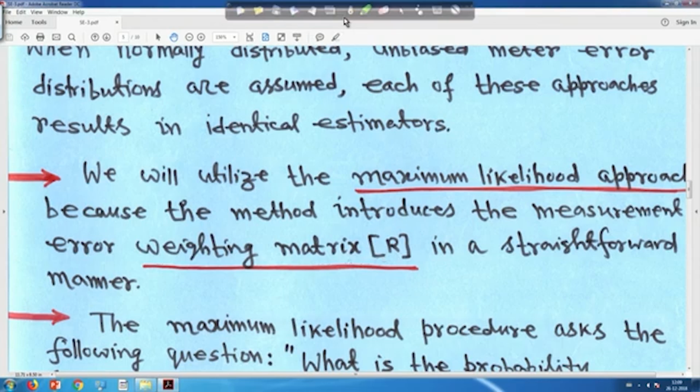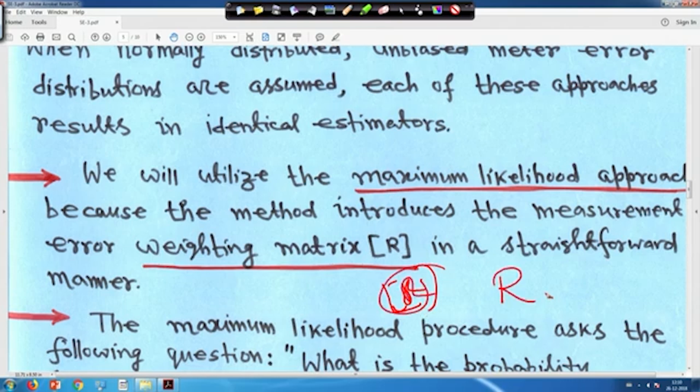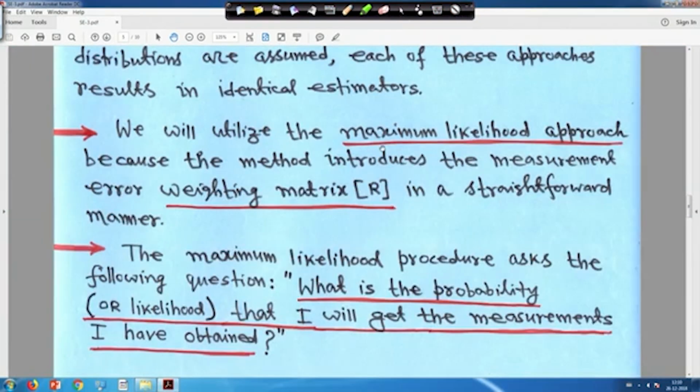Sometimes when I am writing it, it is actually the R matrix; instead of that, later we will use R only. So, understandable, right, I just put it in brackets to show that it is a matrix. So, we will utilize the maximum likelihood approach because the method introduces the measurement error weighting matrix R in a straightforward manner. Sometimes I will simply write R, but here I have put R in brackets to show that it is a matrix.